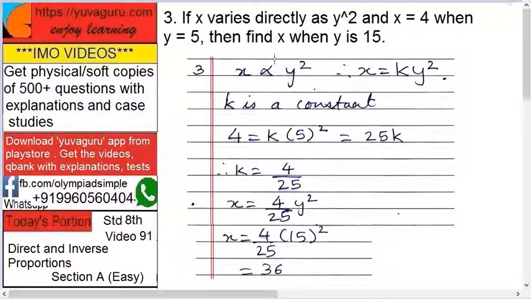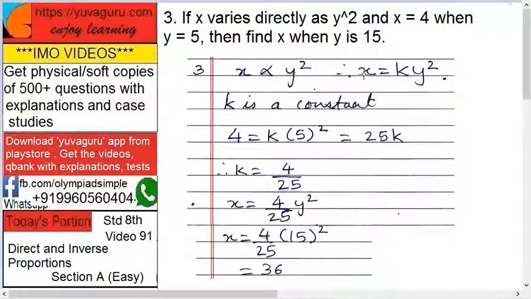So convert this proportion to equals. So x equals k y square, where k is a constant which we take. Now this k will remain the same whatever the value of x or y changes, because it's a constant. Okay, what is given? x equals 4 and y equals 5. So 4 equals k into 5 square, right? That is 25k. So 4 equals 25k. Therefore k equals what? 4 upon 25. Now you got the value of k.